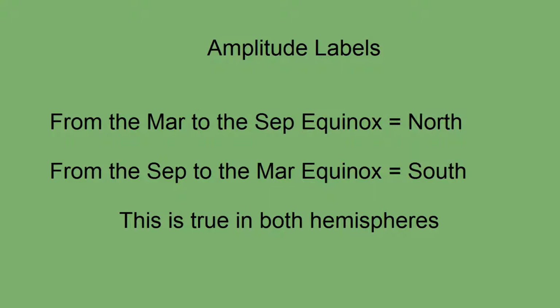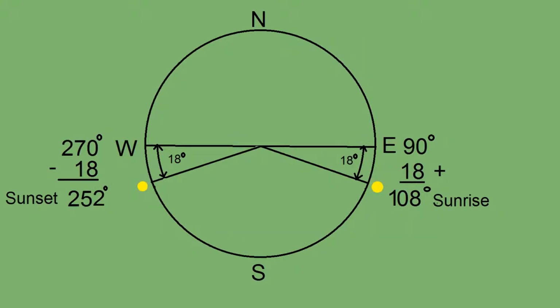Since the date we're concerned with falls between September and March, the amplitude label is south. Your amplitude then is 18 degrees south, meaning the direction of sunrise is 108 degrees. That's 90 plus 18 degrees, and the direction of sunset is 252 degrees. That's 270 minus 18 degrees.